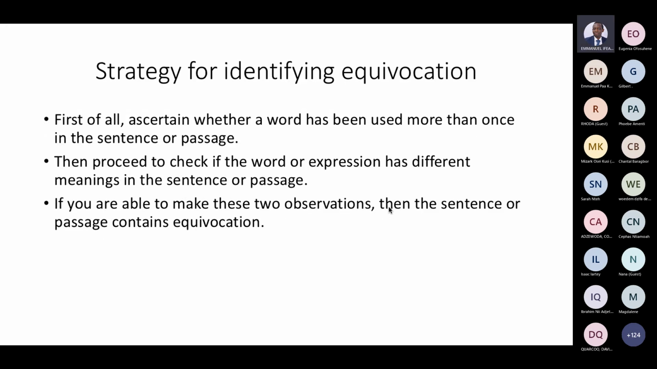Strategy for identifying equivocation. So, how do you identify equivocation in a passage? There are two basic steps. The first of all is that you ascertain whether a word has been used more than once in a sentence. If you see a word occurring more than once, then the second one is to check if the word or expression has different meanings in the passage. Does it have one meaning here and another meaning there? If that is the case, then you have been able to establish that the passage contains equivocation.